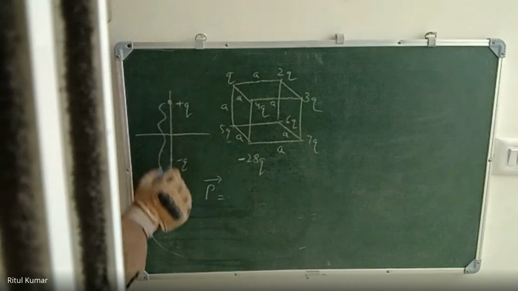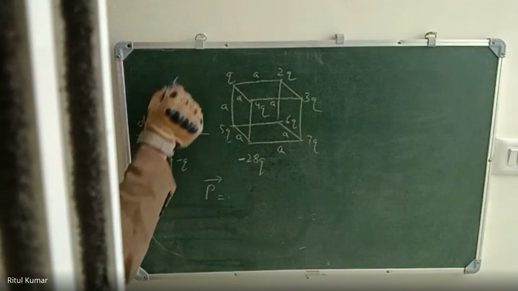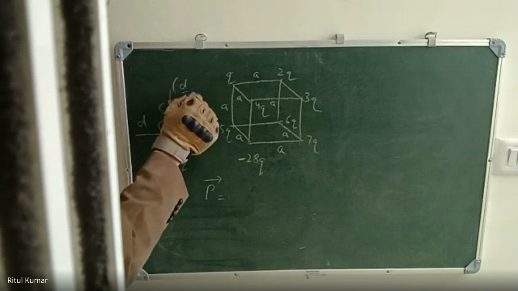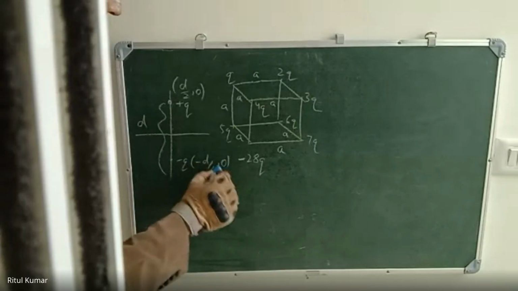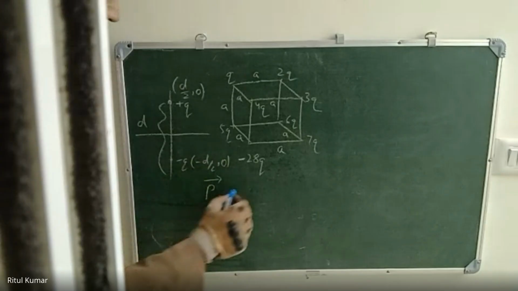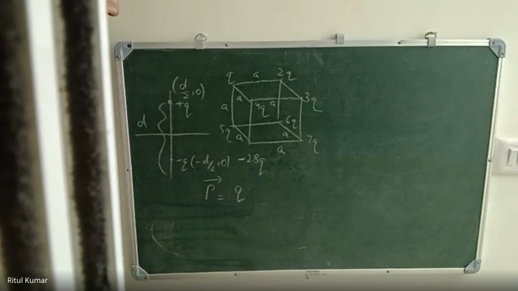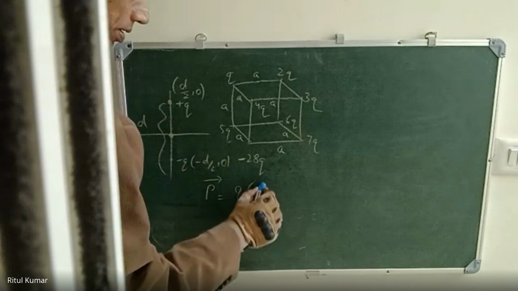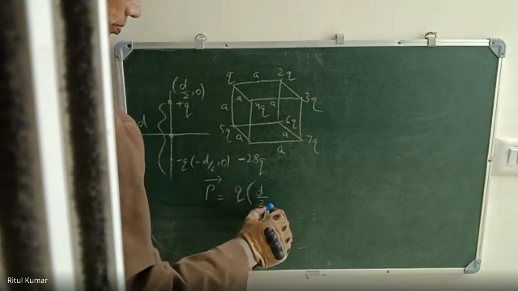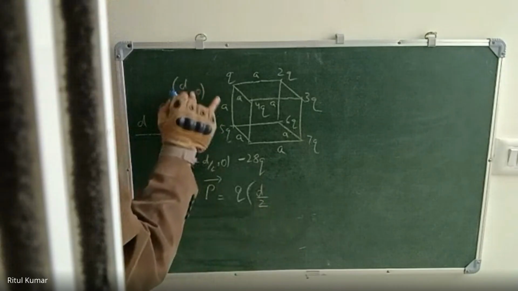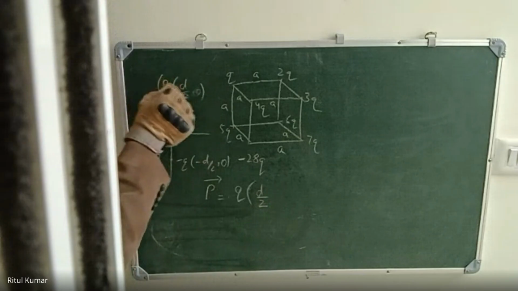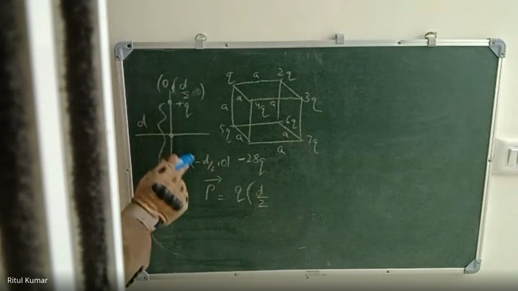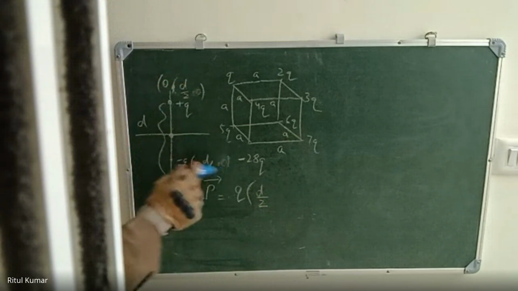This is d, right? What is the coordinate of this? d by 2, comma 0. What is the coordinate of this? Minus d by 2, comma 0. Multiply q with the position vector. What is the position vector? d by 2, 0. The 0 depends on which axis I have taken. If I have taken the x-axis, then that will suffice. If I have taken the y-axis, then we take the y-axis.